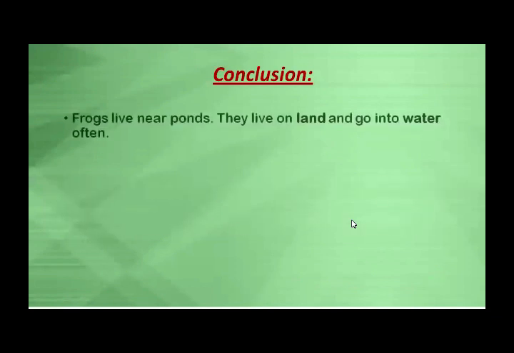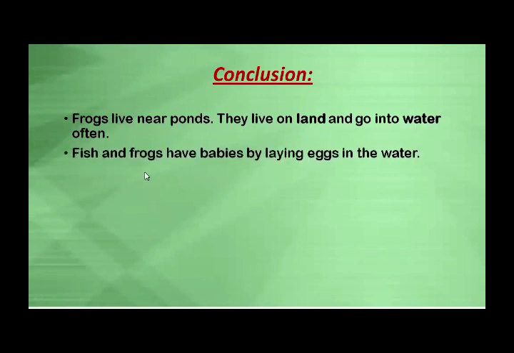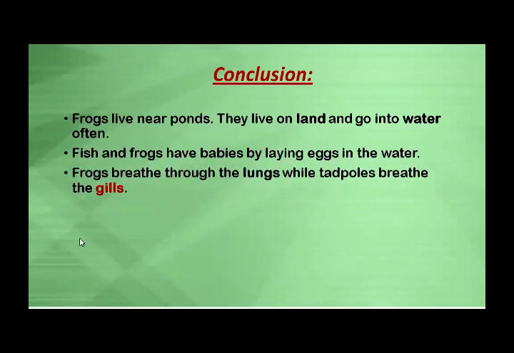So the conclusion of this topic: frogs live near the ponds. They live on the land and go into the water often. That means they can live on land and in water. Fish and frogs have babies by laying eggs in the water. A frog breathes through the lungs, and a tadpole breathes through the gills.